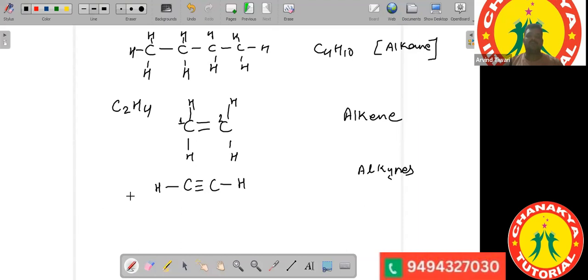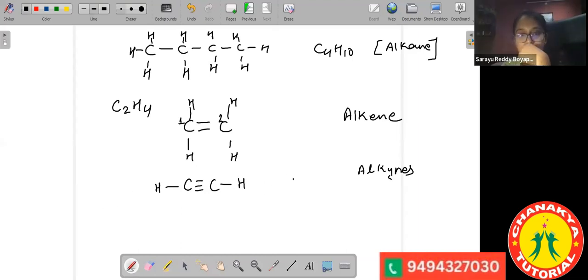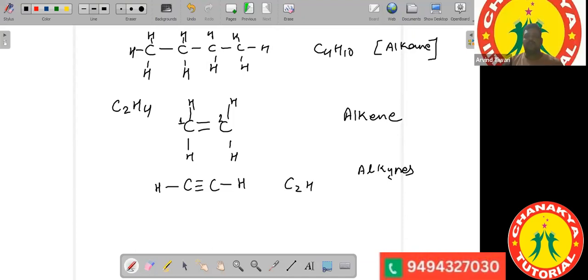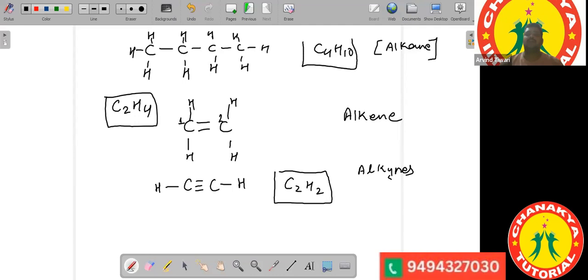Saryu, what will be the formula of the last one? Sir, is it C2H2? It's the C2H2. Now see, what we write here, C2H2, we write here C2H4, okay, we write here C4H10. They are the condensed molecular formula.